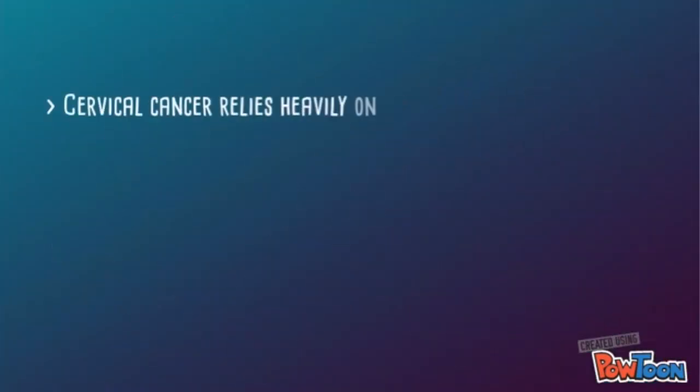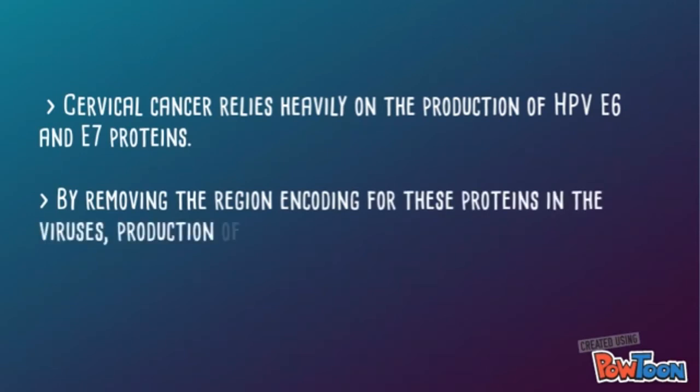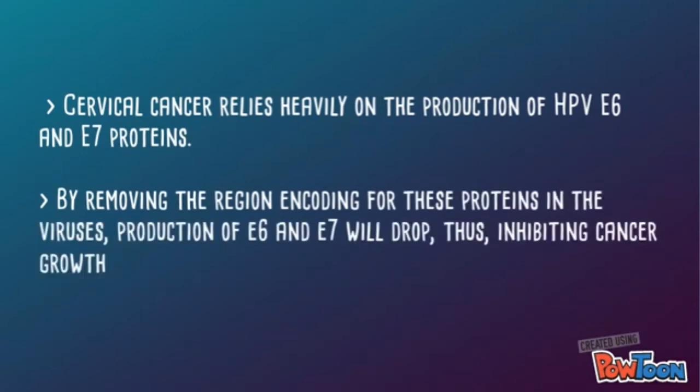HPV-16 and HPV-18 cancer cells rely on E6 and E7 proteins to survive. When the genes coding for expression of E6 and E7 proteins are removed, it results in cell death. In laboratory mice, knockout of E6 and E7 genes resulted in the inhibition of tumor growth.